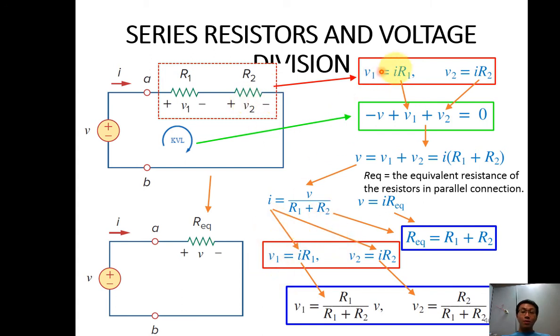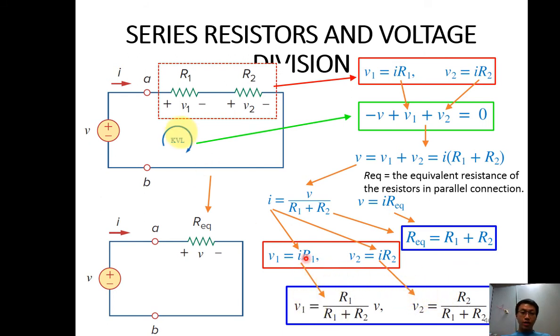On the other side, if I apply V1 equals I R1, and then substitute the I into here, or V2 equals I R2, I substitute my I into here. So I see that V1 equals R1 divided by R1 plus R2 times V, or V2 equals R2 divided by R1 plus R2 times V. This second equation we call voltage division.